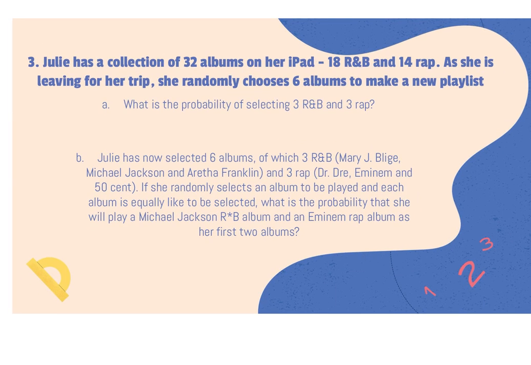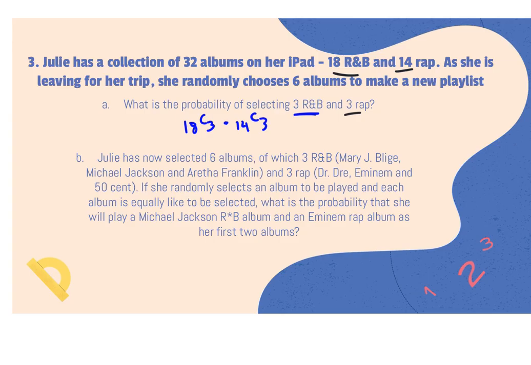Julie has her collection of 32 albums on her iPad. She's going on a road trip. She's randomly choosing 6 albums to make a new playlist. How many different ways can she select 3 R&B and 3 rap? So she's got all these possibilities up there: 18 R&B, 14 rap. So the way this is going to go is for the 3 R&B, that's going to be 18 choose 3. And it's a combination because it doesn't matter if I get picked first, second, or third, I'm still getting picked.